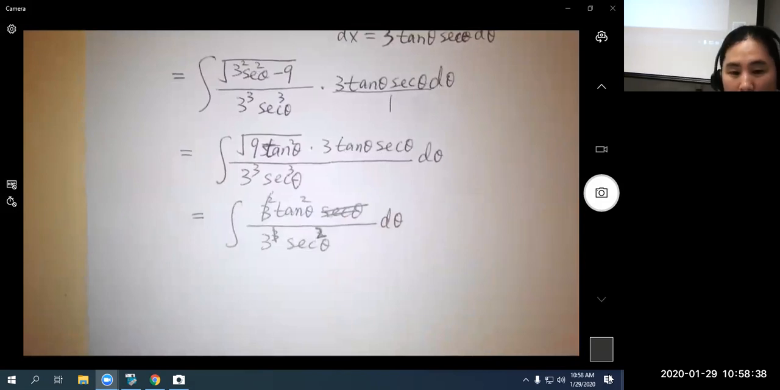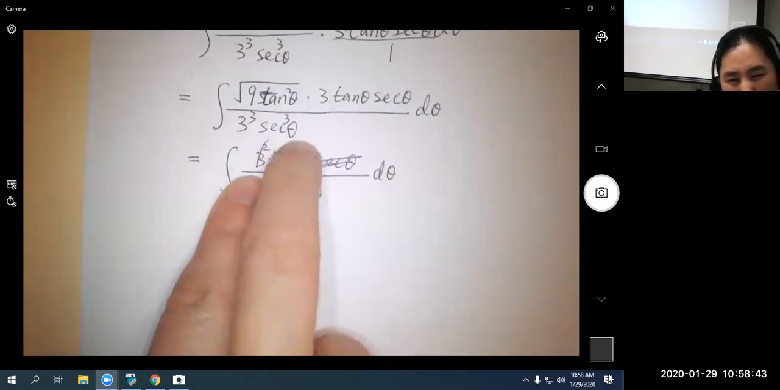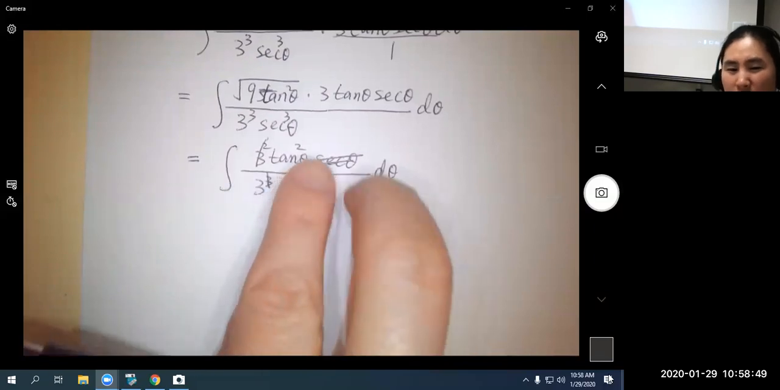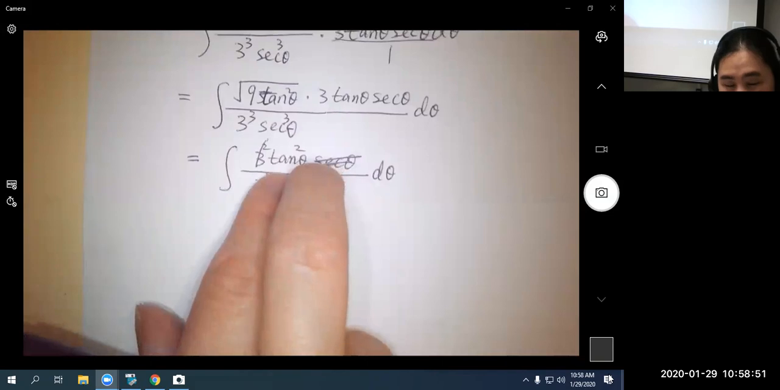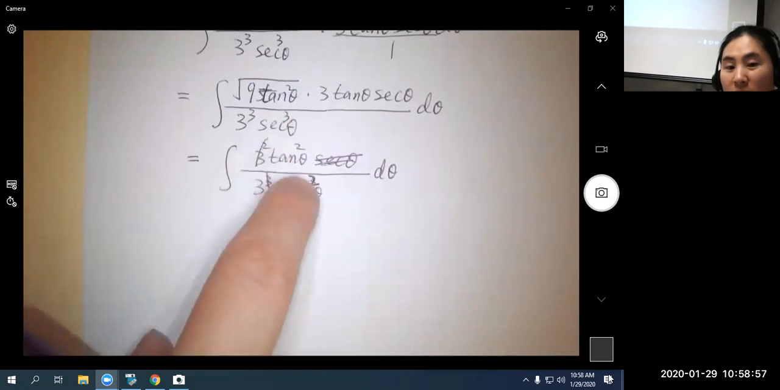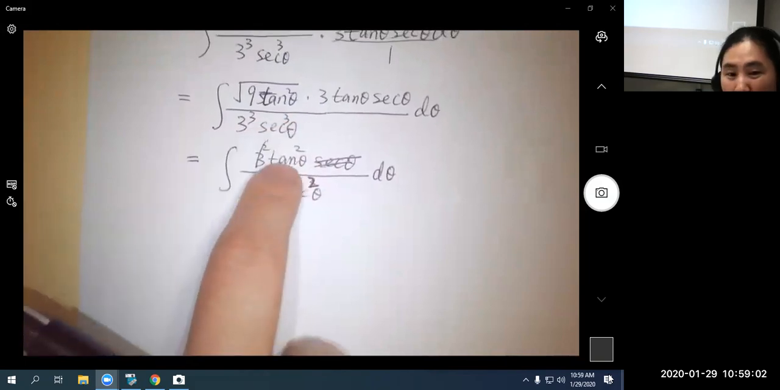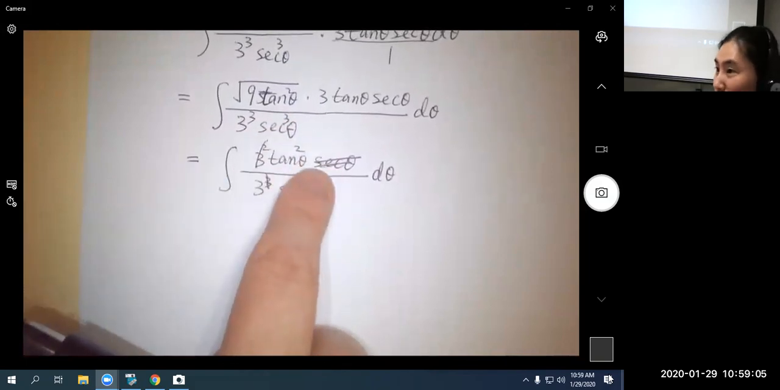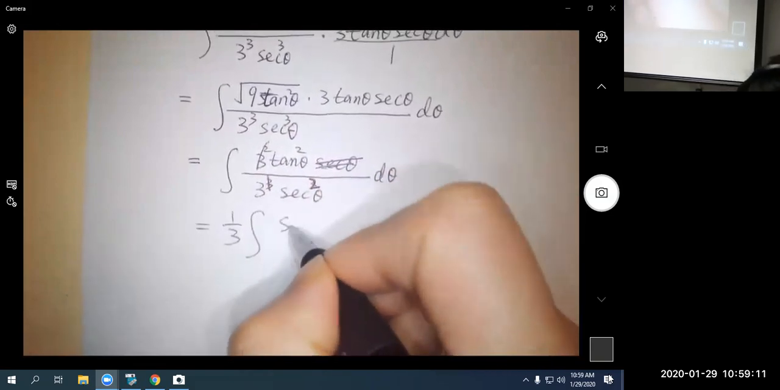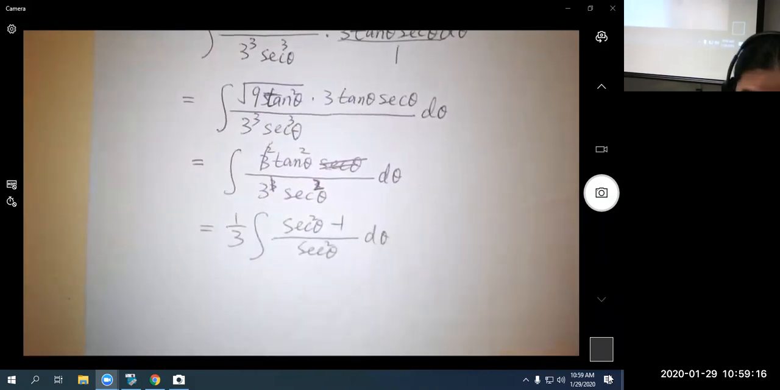All right, now we're having this 1/3, right? And then tangent theta squared over secant theta squared. What should we do, guys? When we want to find the antiderivative, do we want to keep tangent theta squared, or do we want a secant theta squared to show up? Which square gives us the antiderivative directly? Secant theta squared. So if we want it to show up, we replace this tangent in terms of secant, right? So it's going to be 1/3, secant theta squared minus 1 over secant theta squared d theta.